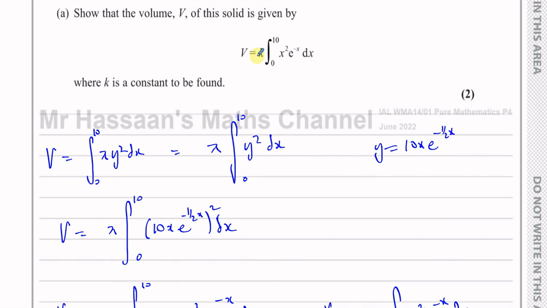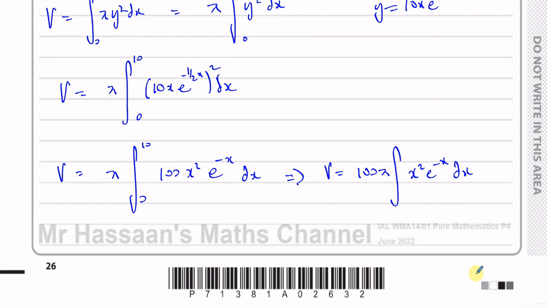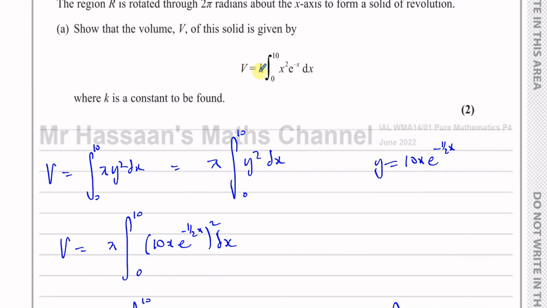And that's exactly what we had to show: some constant times the integral between 0 and 10 of x squared e to the power of negative x dx. So we could say, if you want, k equals 100 pi. You don't have to write that, you just put it in this form.